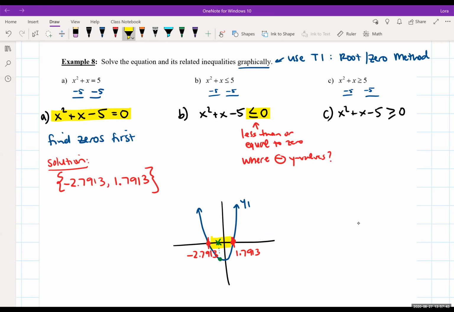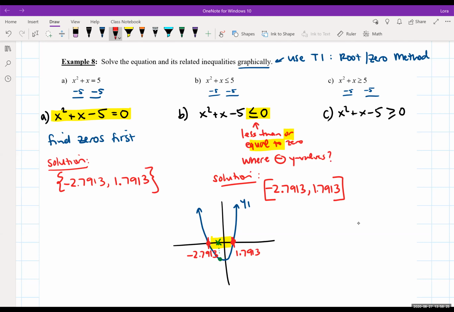So if I'm going to write the solution for part B, I would write this in interval notation. It's usually the fastest way. I would address all the numbers in between negative 2.7913 and 1.7913. And then being extra careful whether I use parentheses or brackets. Because I have the or equal to, that is indicating that we are using brackets to enclose our boundary points. So here we have part B, solution. And then no extra work needed.